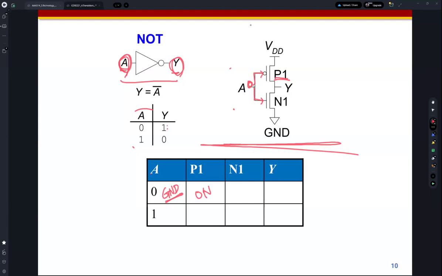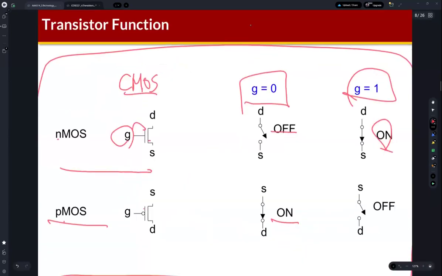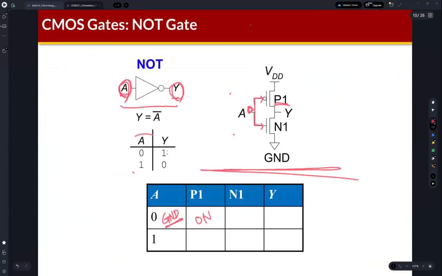For the PMOS transistor, if the gate is 0, then it's turned on, right? And the same value 0 is connected to the NMOS transistor. How about the NMOS transistor? It's off, right? Then what will happen? As I mentioned, this is the capacitor actually. This is Y. This is on, this is off, which means the NMOS is disconnected. So the output Y is disconnected from ground.